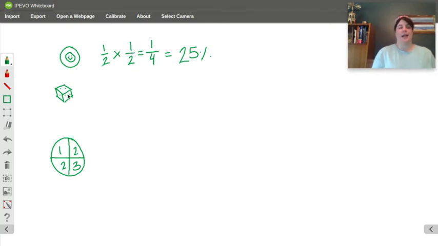So let's think about our next model, which is the die. If you were rolling a die one time and you were hoping to roll a 6, your probability of rolling a 6 would be 1 out of 6, just like we said yesterday. But what if you were playing a game and you wanted to roll 2 dice and you wanted to roll double 6s? So both dice land on the 6. What's the probability of that happening?